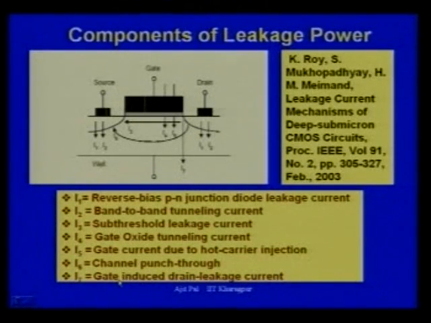Lastly, it is gate induced drain leakage current. Because of higher gate electric field, there will be a drain current, and this is known as GIDL, or gate induced drain leakage current. So, these are the various sources of leakage currents. These are becoming very predominant in deep submicron technology.